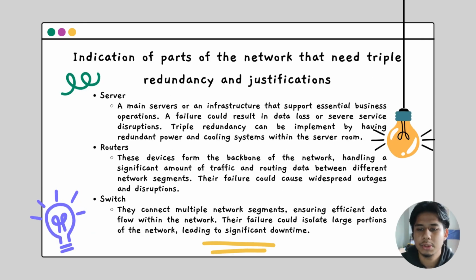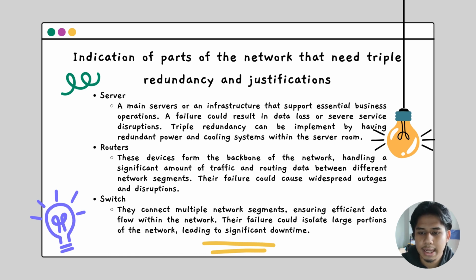Now, let's see which parts of the network need triple redundancy. Firstly, server. A main server or an infrastructure that supports essential business operations. A failure could result in data loss or service disruption. Triple redundancy can be implemented by having redundant power and cooling systems within the server room.